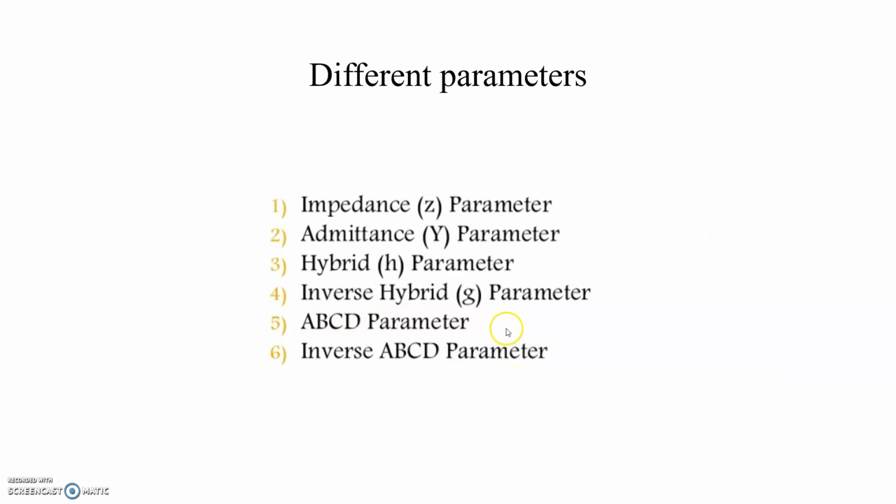So next, the different parameters related to two-port networks are impedance or Z parameters, admittance or Y parameters, hybrid or H parameters, inverse hybrid or G parameters, ABCD parameters, and inverse ABCD parameters. In your syllabus, only Z parameters, Y parameters, H parameters and ABCD parameters are included. We will discuss only these four parameters.